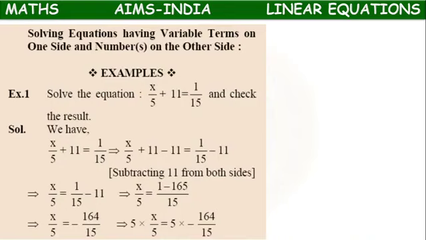So here, first method, first type of questions, some examples are there. Solving equations having variable terms on one side, numbers on the other side. That type of questions we are going to solve. First example, solve the equation x plus 5 plus x by 5 plus 11 equals 1 by 15 and check the result.